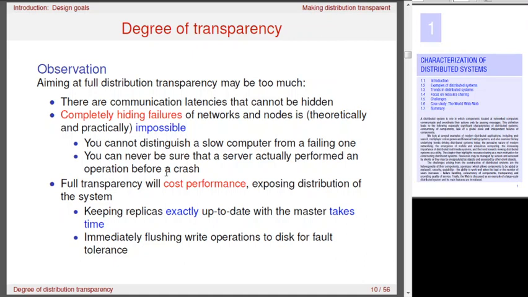Now, if we want to achieve full transparency, there will be a cost associated with it, like keeping replicas. Keeping replicas will cost us. Immediately flushing write operations to disk: whenever a write operation is there, if we want to write it at the same time, before the system crashes, then each time we keep writing, it will be time consuming, I should say costly.